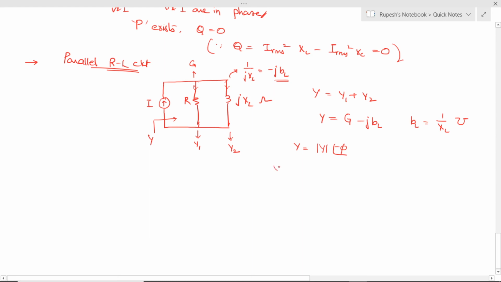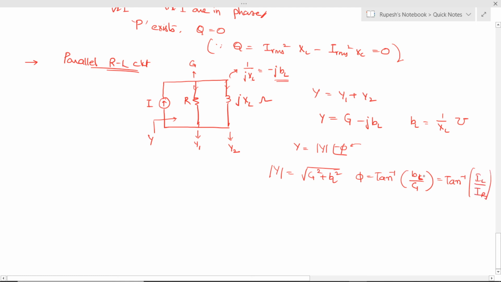For an inductor, the impedance comes as a positive angle and the admittance comes as a negative angle. So here |Y| is the root of G square plus BL square, and phi is tan inverse of BL by G, that is, tan inverse of IL by IR.